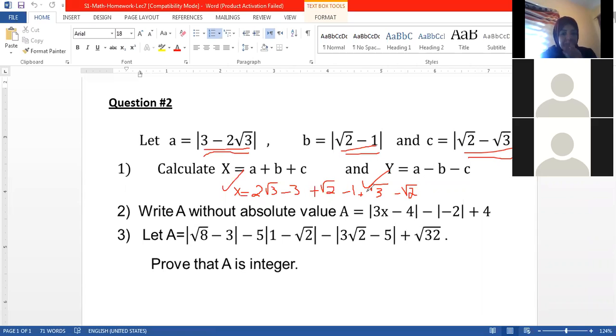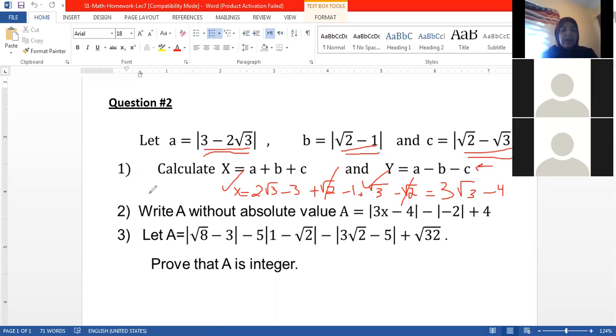Right, Sami? Okay, now 2 radical 3 plus radical 3 is 3 radical 3. Radical 3 and radical 2 minus radical 2 cross out each other. And minus 4. Minus 4, very good. So that's the answer. The same thing we are going to do in y, okay?